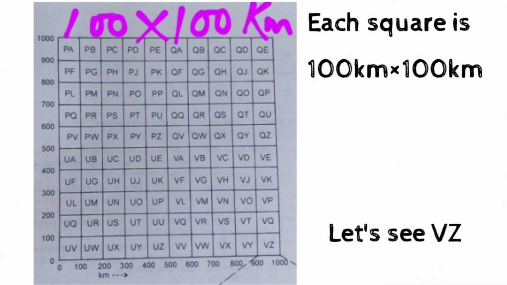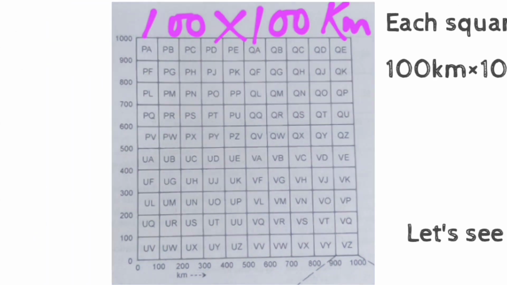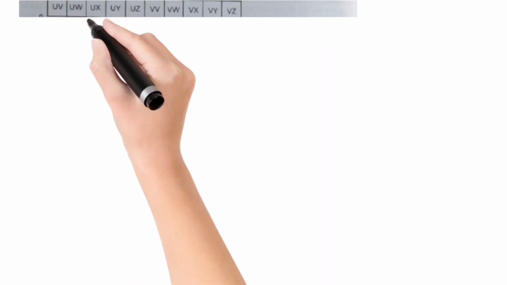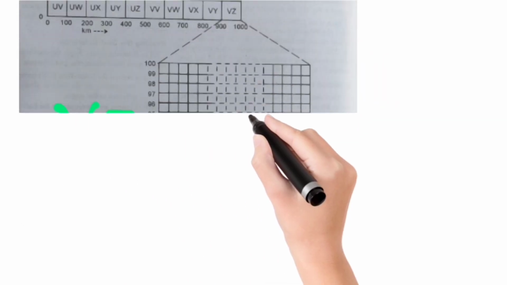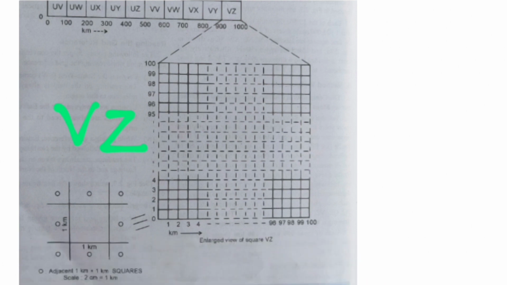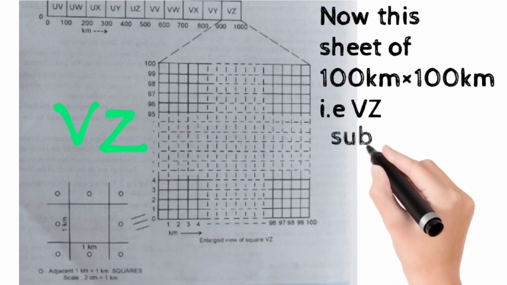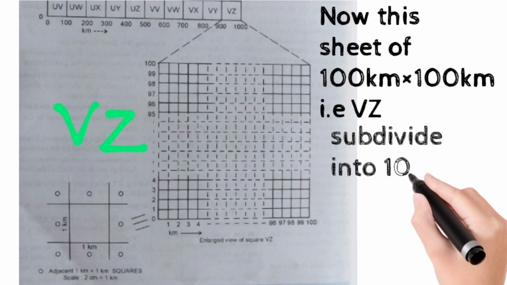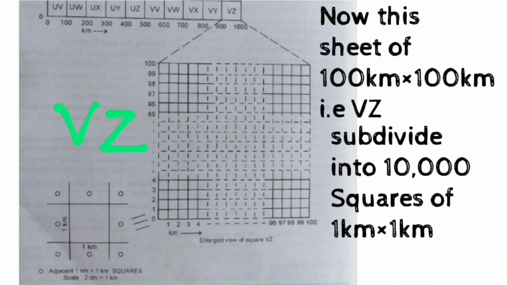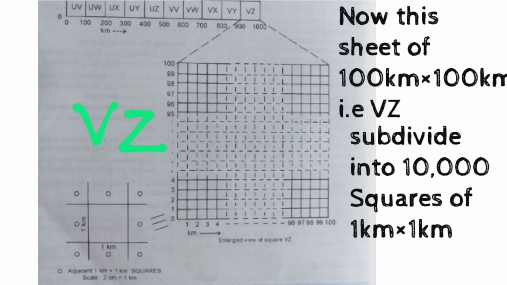Let's take the example of the square BZ. Each of these squares like BZ is divided into uniform squares of 1 square kilometer. Here you can see the division of the BZ square into 10,000 squares, where each square is of 1 square kilometer, that is 1 kilometer into 1 kilometer.